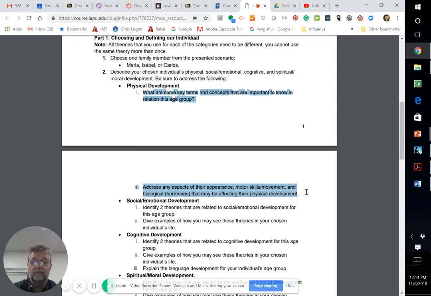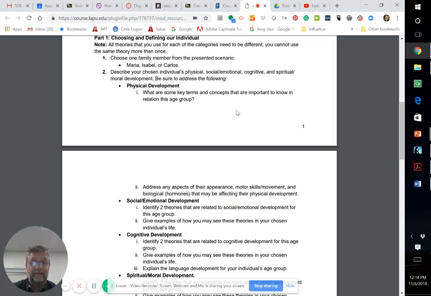Now, you don't write these questions in the paper, but you discuss them and you give answers to those questions. So instead of saying what are some key terms and concepts that are important to know in relation to this group and to this age group, then you'll say in Maria, Isabella, or Carlos's age group, this is what's important, and then you will expand on that.